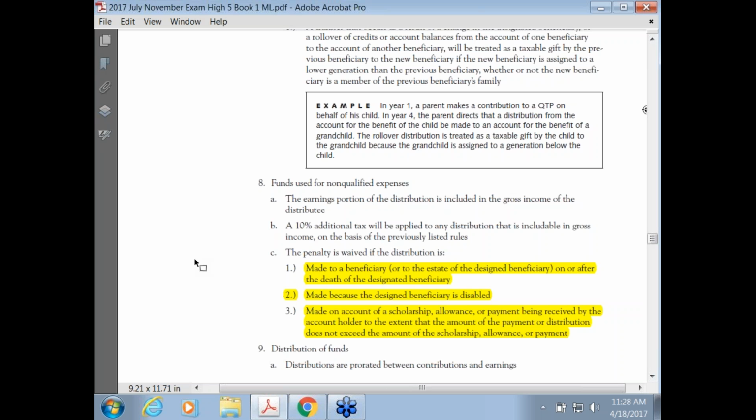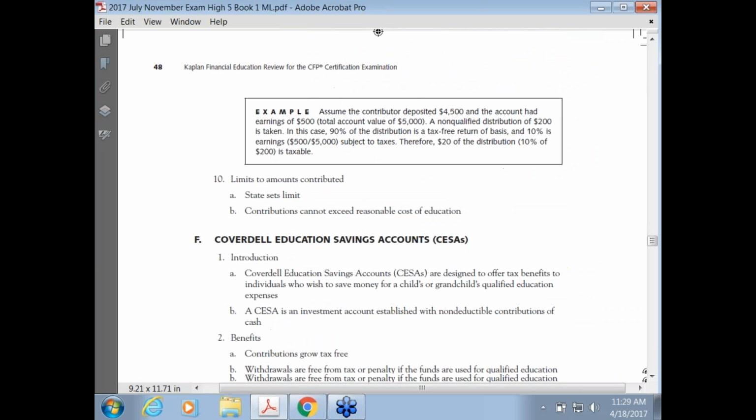If money is distributed that was not used to pay qualified education expenses, then we get into tax and possible penalty. And you recognize two of those penalty exceptions from being in an IRA as well, right? So we have after death or disability of a beneficiary. But I like the third one too. That's enough of a little nuanced wrinkle that you could see something like this, where the money's being distributed because that beneficiary is receiving a scholarship or allowance or something, so they don't really need to use the 529. So we can get out of the penalty there.